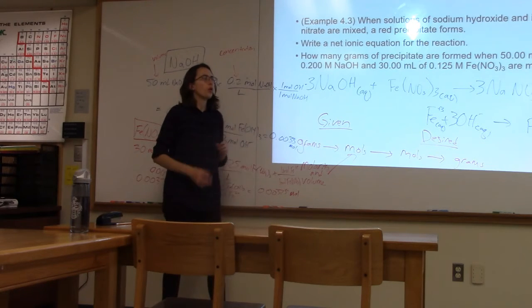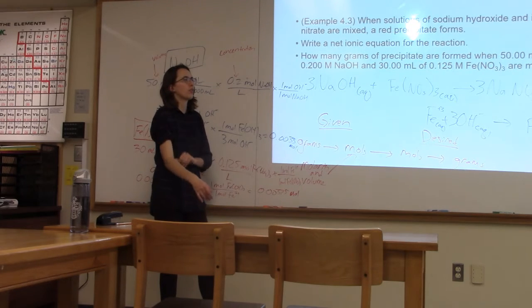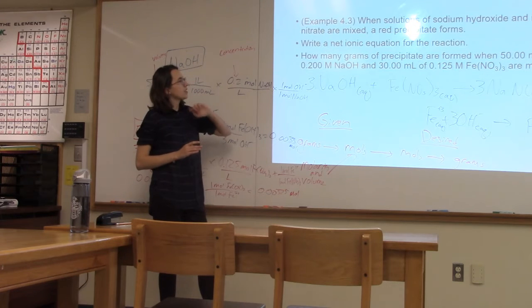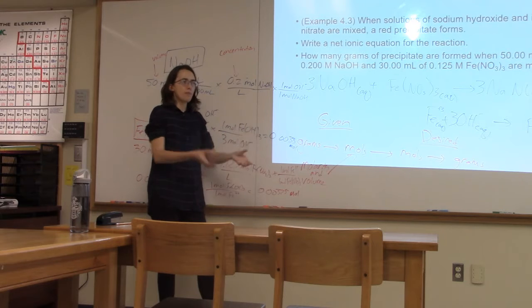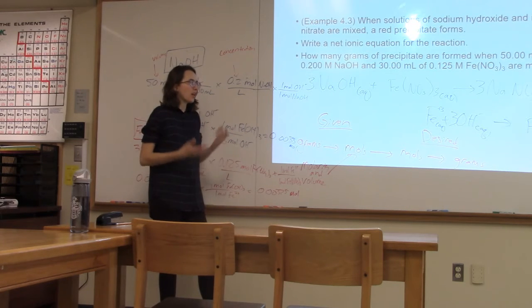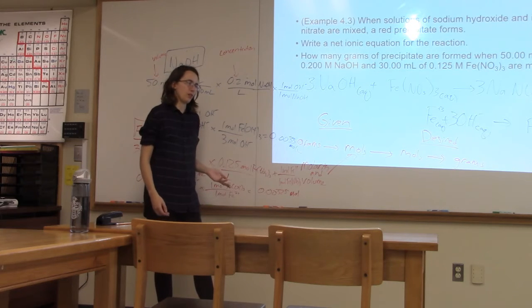Wait, so why do you want to choose the limiting reactant for this precipitate rather than the other reactant? Because in this case, I don't know which of these two is going to get used up first. I'm mixing two things together. One of them is going to get used up before the other one, but I don't know which unless I actually do the calculations.